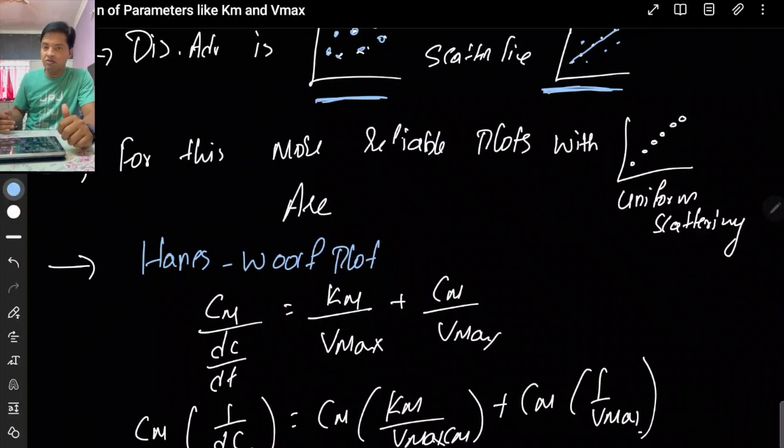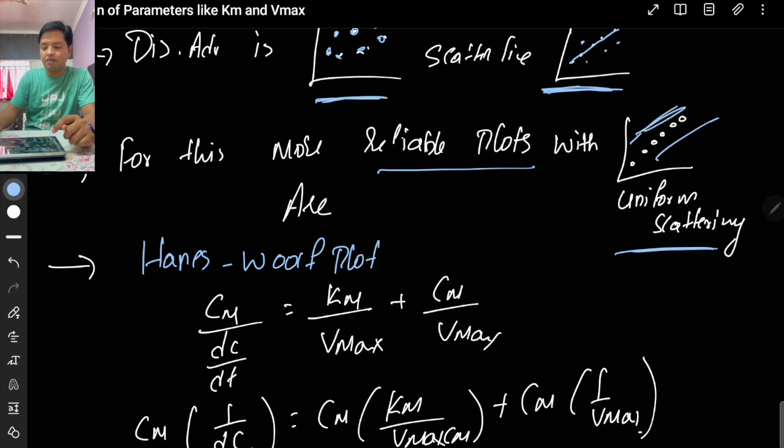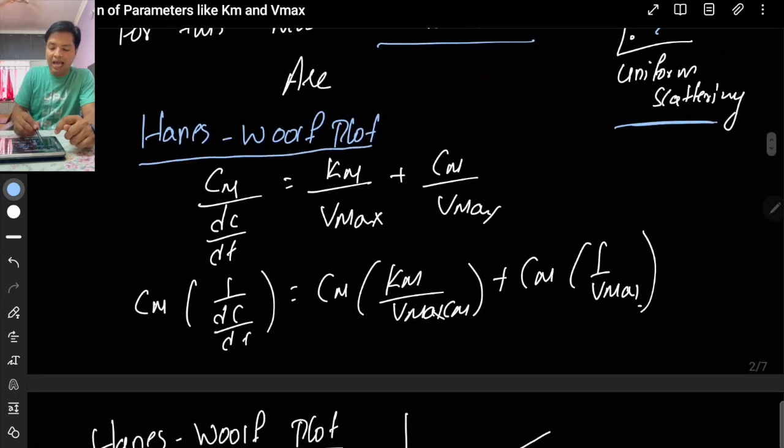What is the Lineweaver-Burk plot? It is the reciprocal equation plot of the Michaelis-Menten equation. We reciprocate the Michaelis-Menten equation and we plot the graph. Because we are getting scattered values in the Lineweaver-Burk plot, to avoid that scattering, we want linear lines to appear. For that, we go for reliable plots, for uniform scattering. One of the plots is the Hanes-Woolf plot.